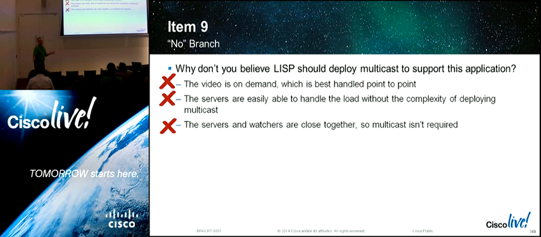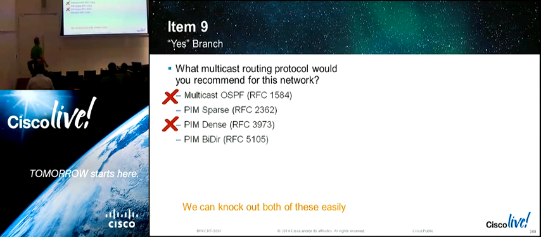In this case, the yes branch doesn't have any follow-up questions. That you recognize that it's good for multicast, that's enough in this question. What routing protocol would you recommend for this? Would you recommend multicast OSPF, PIM sparse, PIM dense, or PIM biter?